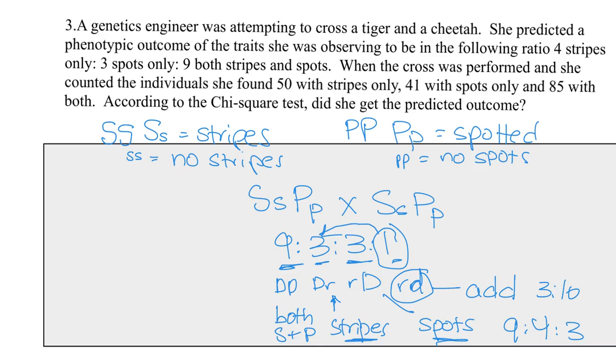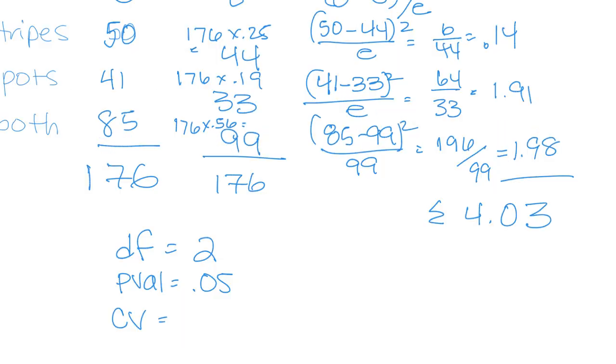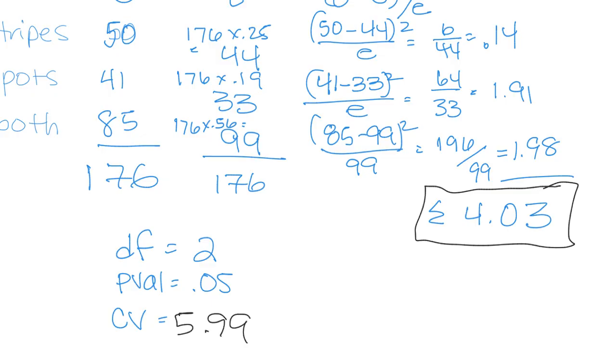So let's go ahead and do our expected and our observed and see how we do. I'm going to go ahead and fill out the table and then talk about it after. I've done all the math, and when I've done all the math, I come up with a chi-square of 4.03. Now I've gone ahead and looked up the critical value. I believe the critical value on the table was 5.99.